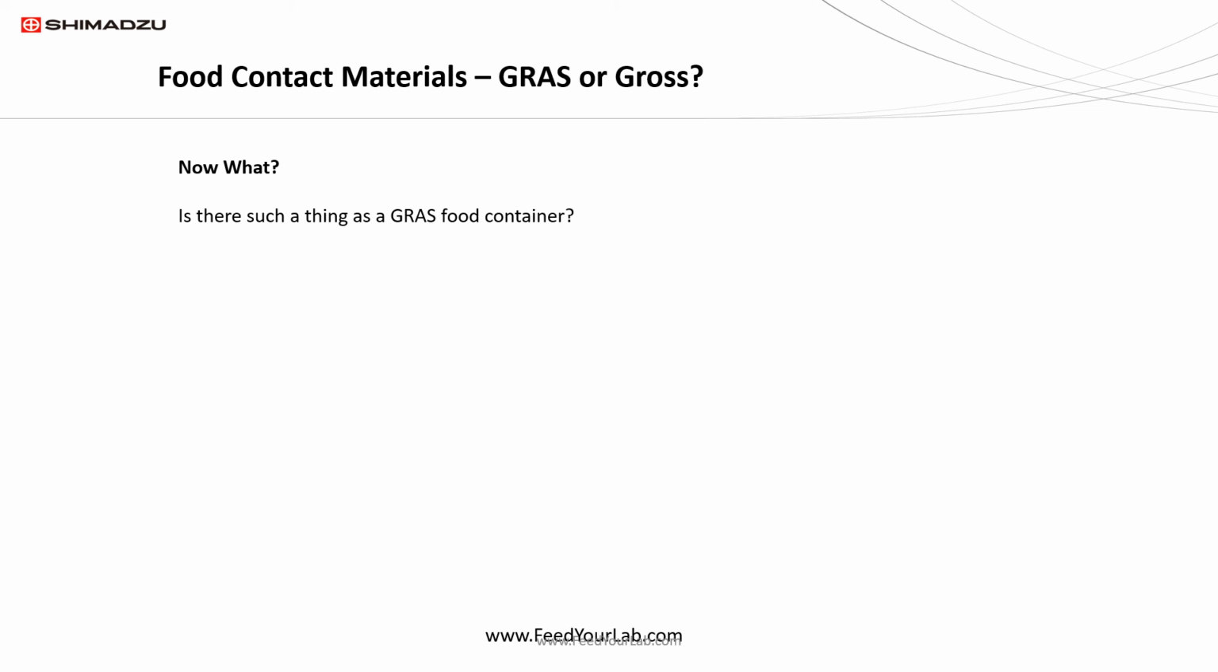So where does that leave us? Is there such a thing as a GRAS food container? I recently hosted a networking session on food contact materials, and the consensus opinion by some of the industry experts that were present there was that glass was in fact the most GRAS food container. It can be cleaned more readily, but also just inherently glass is one of the purest substances when it comes to being a food container.